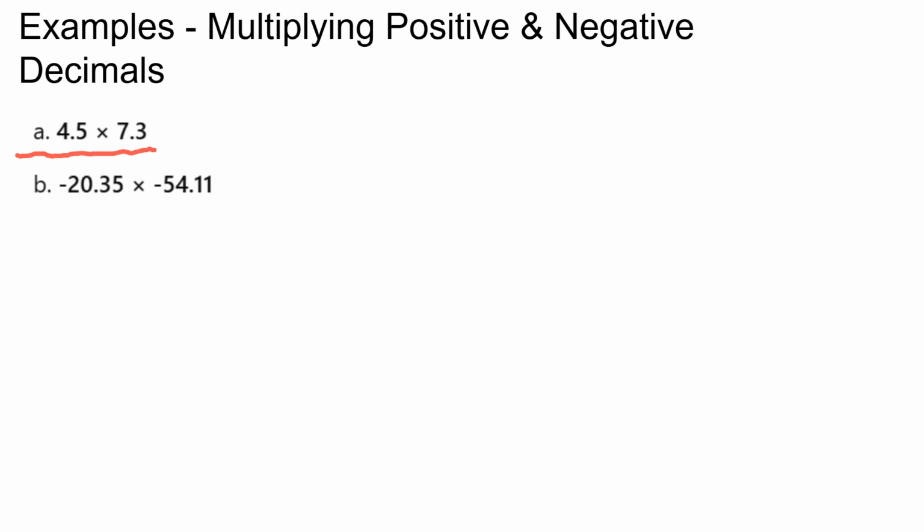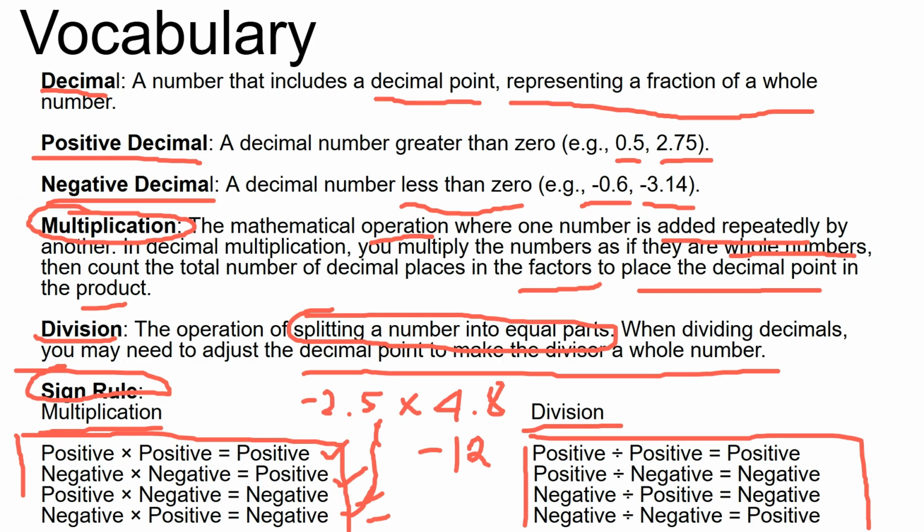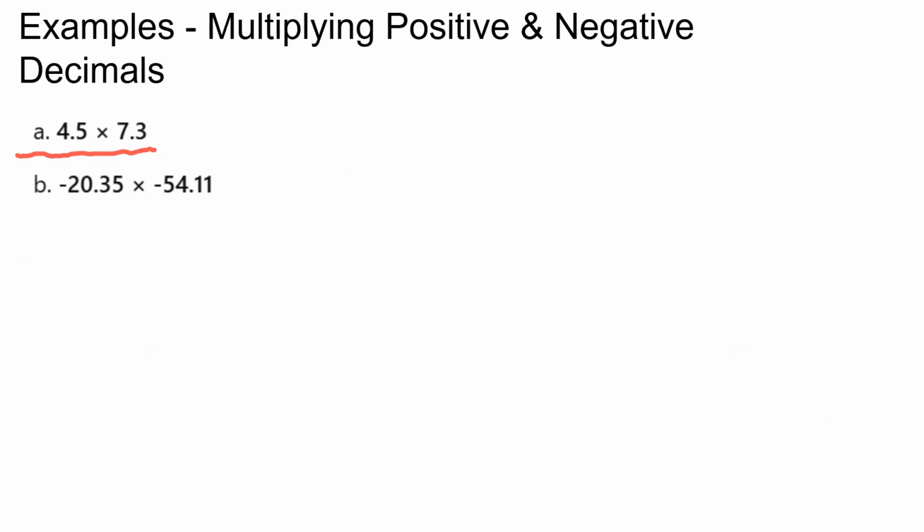4.5 times 7.3. Of course, the rule is ignore the decimal points and multiply both of these as whole numbers. And it's easy for us. When it comes to sign, if we go back, we're dealing with positive times positive. Positive times positive is positive. So all we have to do is just multiply this.